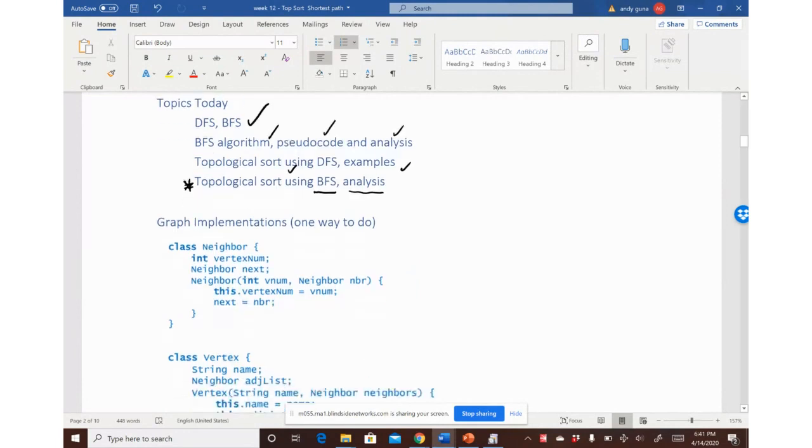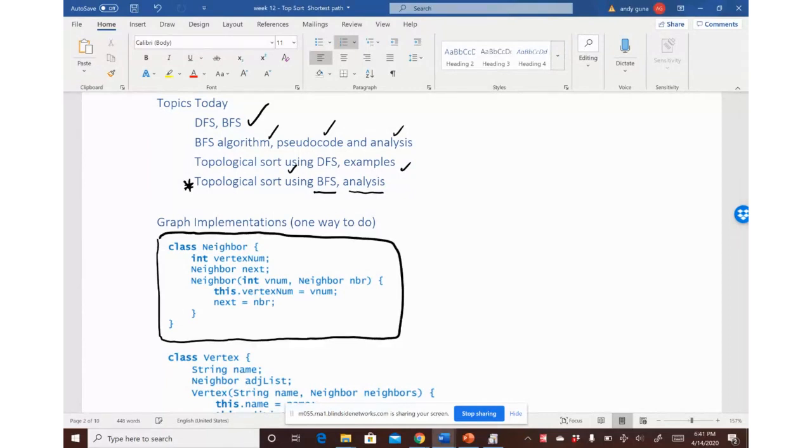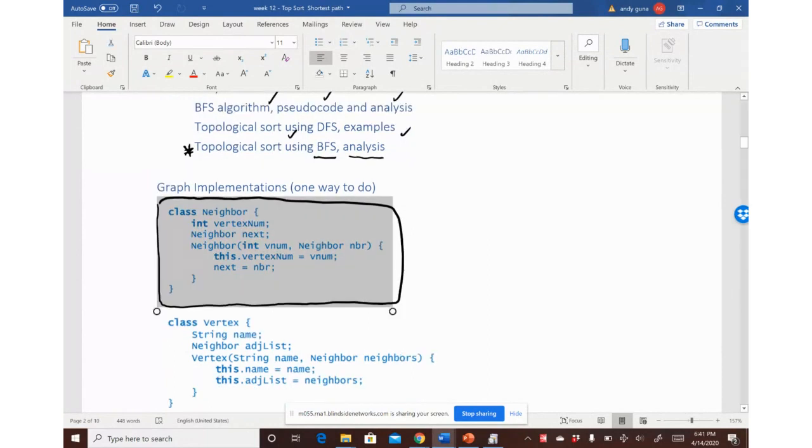So we'll say a few things about the graph implementations. There are many ways to do this, and this is one way that this course has done in the past, but if you're looking at other code that I have posted, they might have a different way of implementing it. So one way to implement a graph is to think about a notion called a neighbor. So we have this neighbor idea.